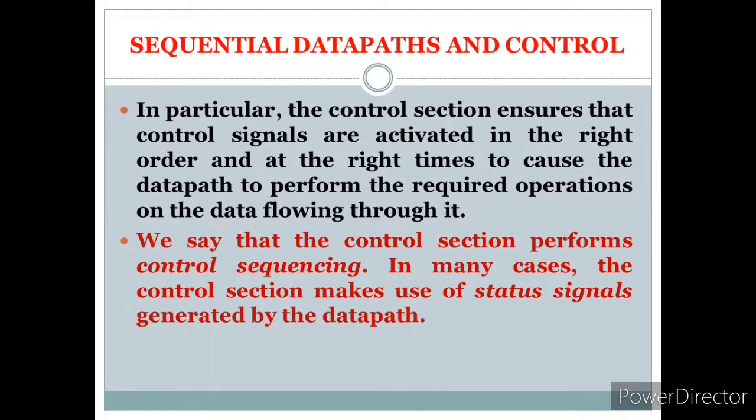So here we have two different parts, the data path and control. In many cases, the control section makes use of status signals generated by the data path. In order to optimize the area of the design model, sometimes we make use of the available status signals as control signals, which are generated with the help of the data path.